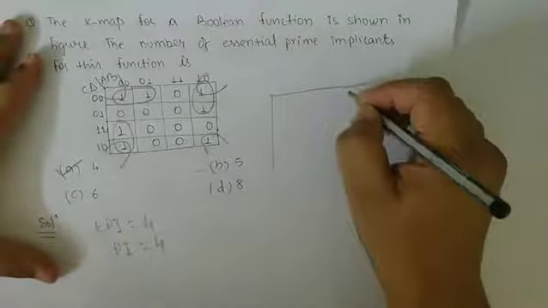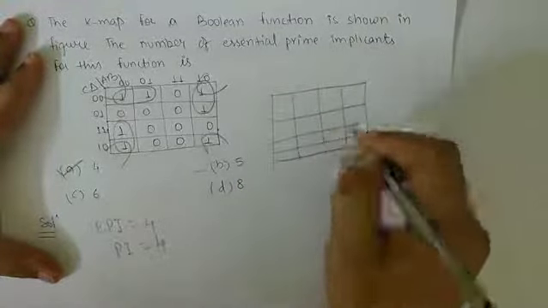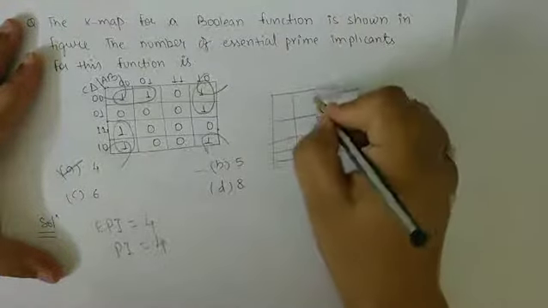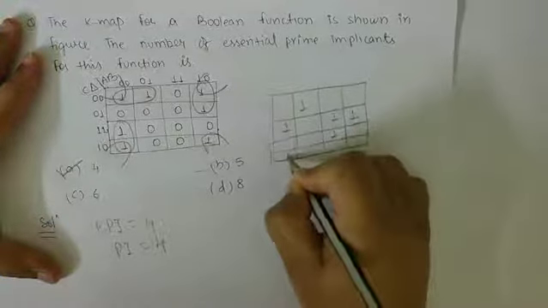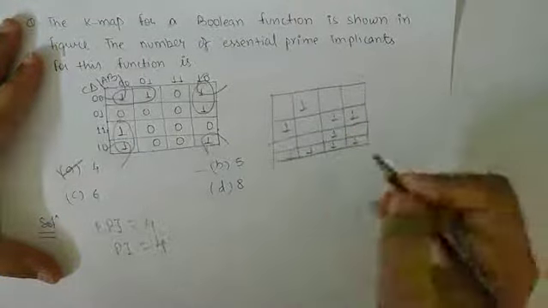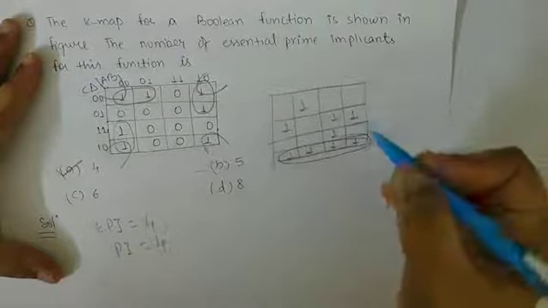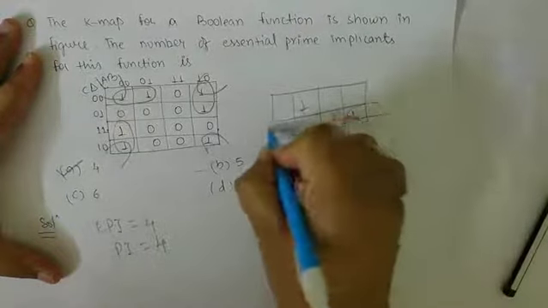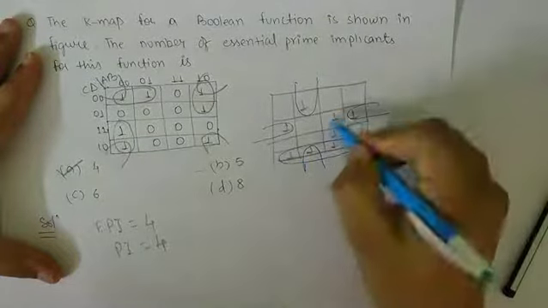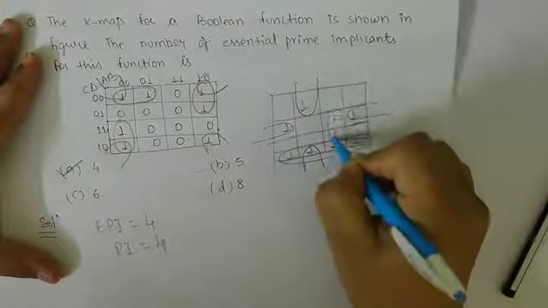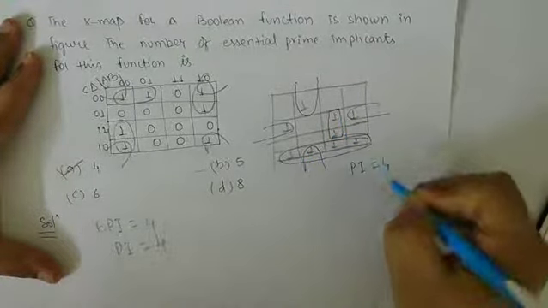Suppose I take this as an example. This is 4 cross 4, and I make here 1 1 1 1 1 and 1 1 1 1. First let's make the grouping. So this could be one grouping. Next this can be a second grouping, this can be a third grouping. Now these two ones are remaining, so this will be our fourth grouping. So here prime implicants are 4.